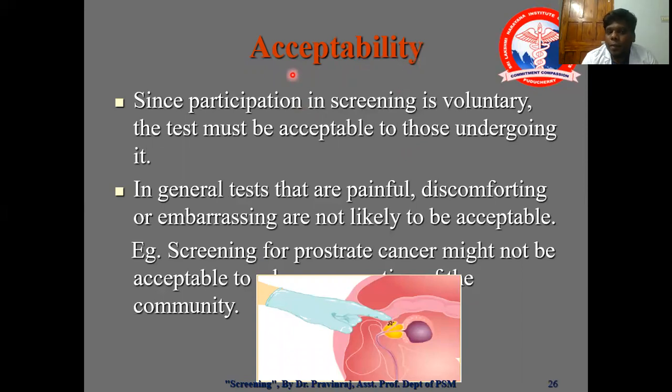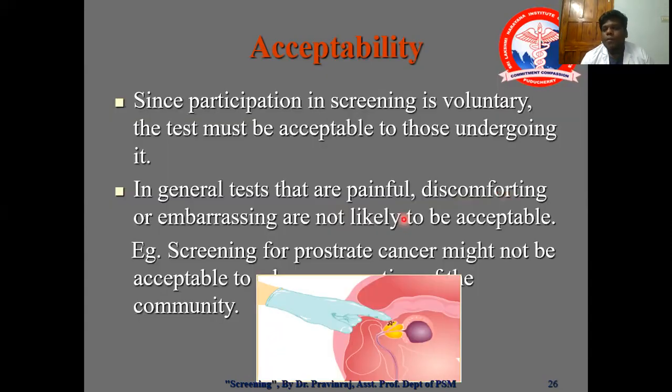Then acceptability. It should be easily and voluntarily acceptable by the population. The general population should come forward and take it. So you should not use any test which is going to give pain, discomfort, or embarrassment to the patient. Whatever test you do, it should be very easy to do. Then the general population will come and take the test themselves.